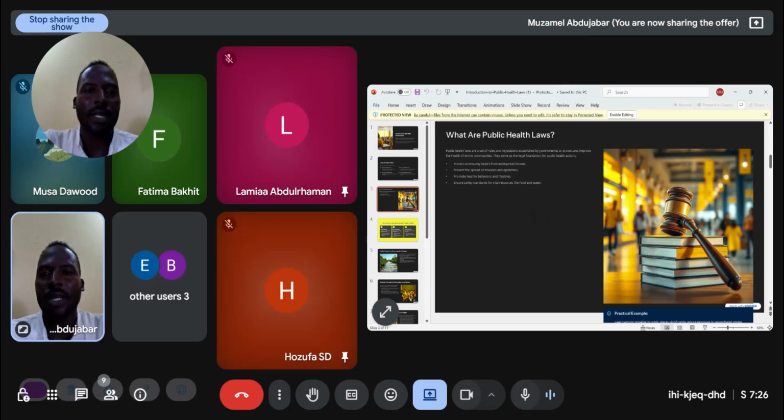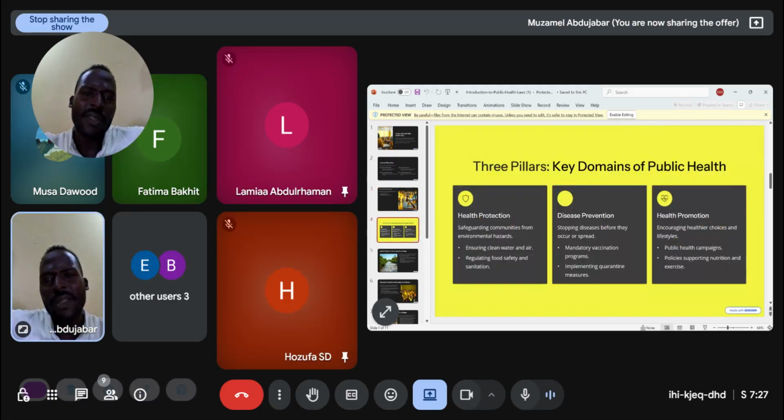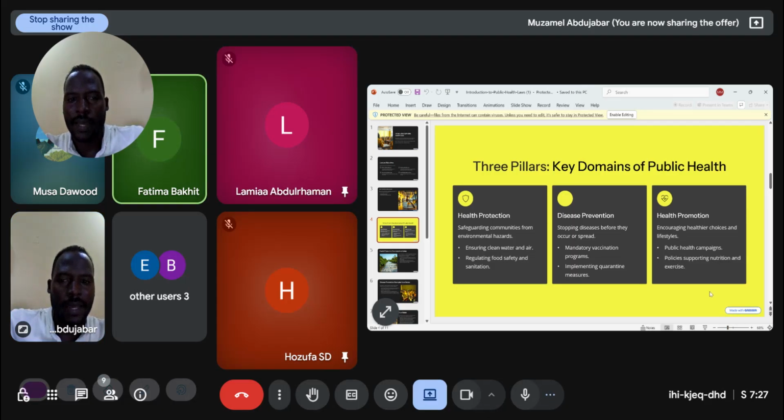This is the first slide, which focuses on what public health law is. As I mentioned, it is the regulation put in place by the government to protect and improve community health, focusing on four foundations. One is to protect the community. Second, to prevent the spread of disease. Third, to promote the health of our community. Lastly, to ensure the safety standards for vital resources like food and water. Now there are the three pillars or key domains of public health.